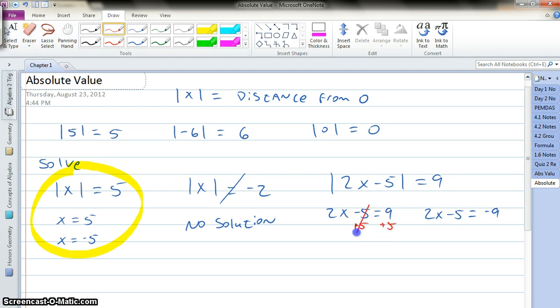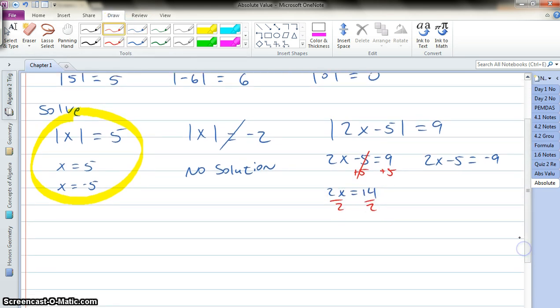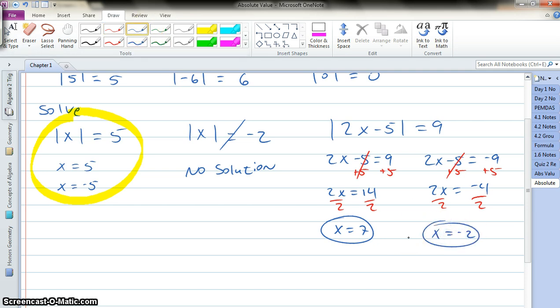So add 5 to both sides. 2x is equal to 14. Divide by 2. And I'm left with x is equal to 7. Over here, add 5 to both sides. I'm left with 2x is equal to -4. Divide by 2. And x is -2. So my two solutions are x equals 7 and x equals -2.